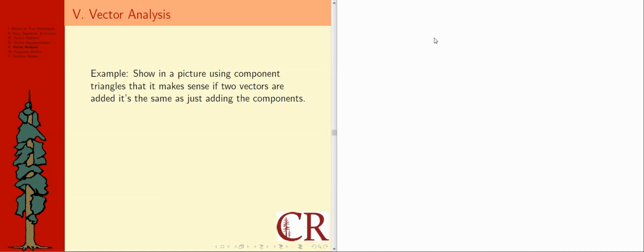Show in a picture using component triangles that it makes sense if two vectors are added, it's the same as just adding the components. So I've said on the key concepts page that if you have the vector C is equal to the vector A plus vector B, that means that that holds true for all the components as well. But how do we know that that is true?